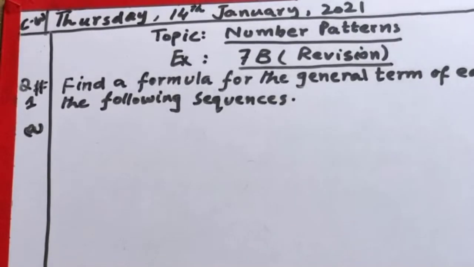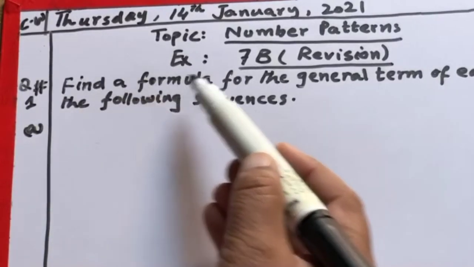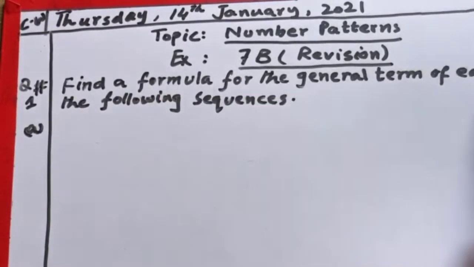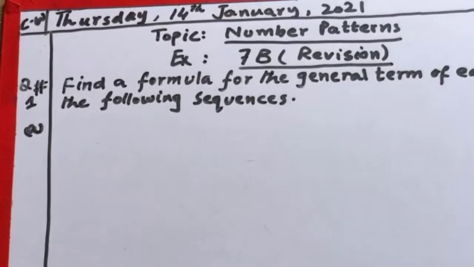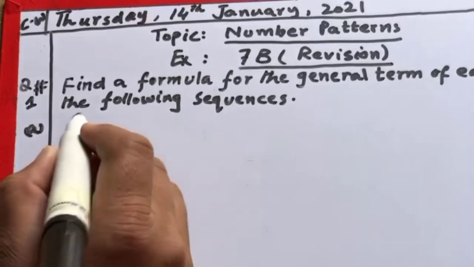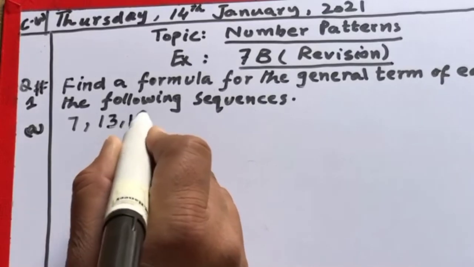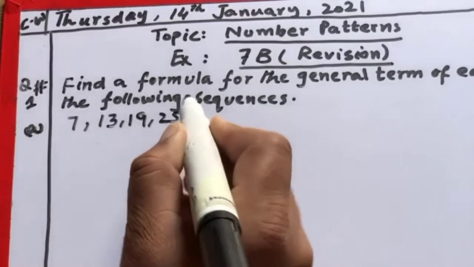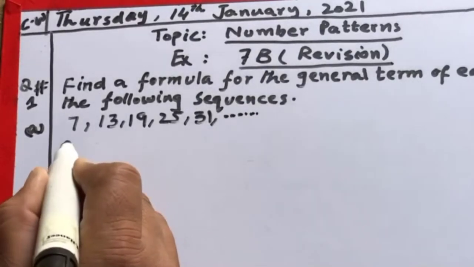The question number 1. The statement of question number 1 is find a formula for the general term of each of the following sequences. In question number 1, some number sequences are given. We have to find the general term formula of the sequence. So the first sequence is given, which is 7, 13, 19, 25, 31 and so on.